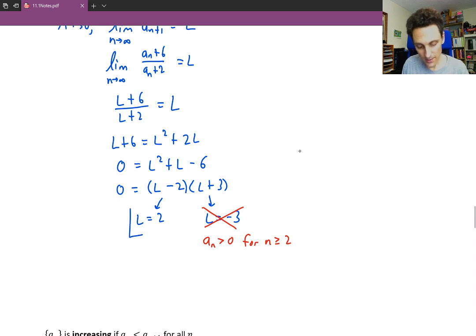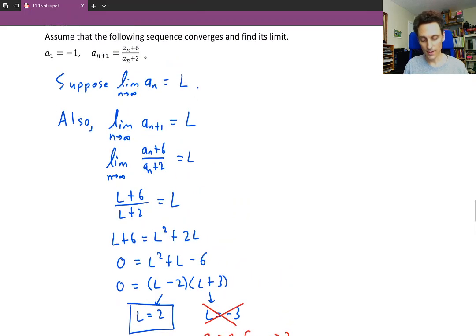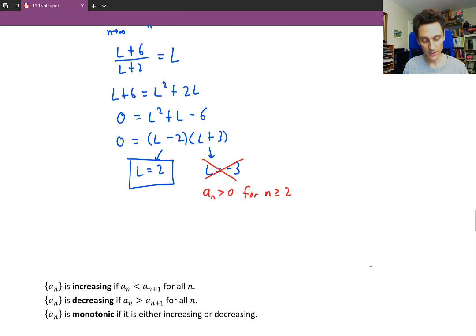So that narrows it down to this limit right here. So this recursive sequence is approaching this limit of 2. That's what it converges to.